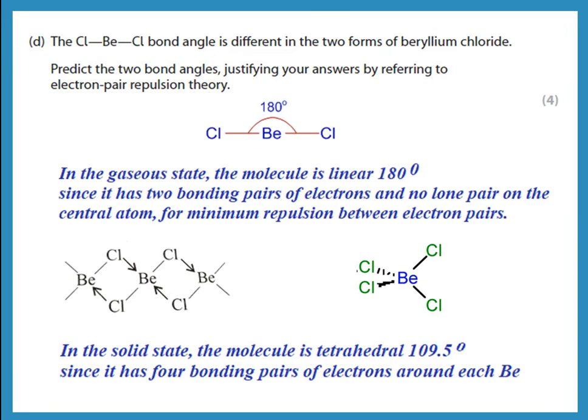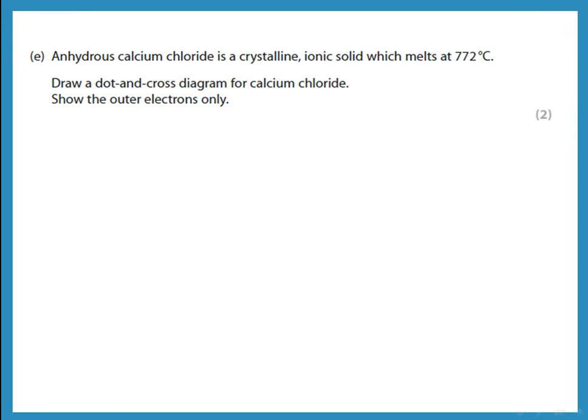Do you remember bond angles and geometry and things like that? Okay. He says anhydrous calcium chloride is ionic.